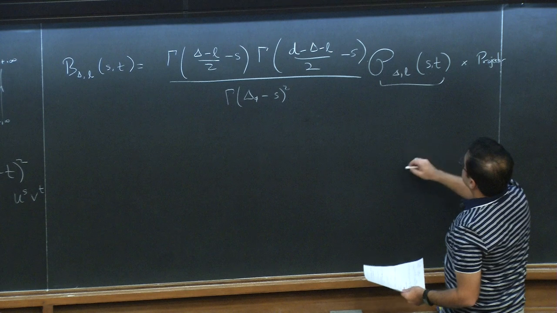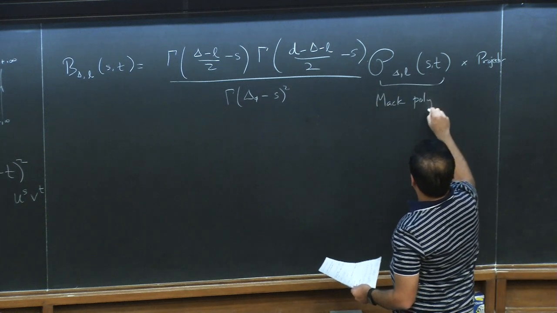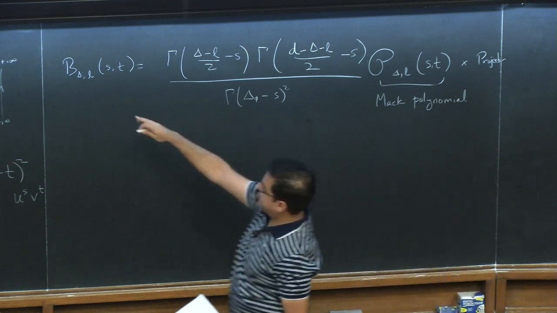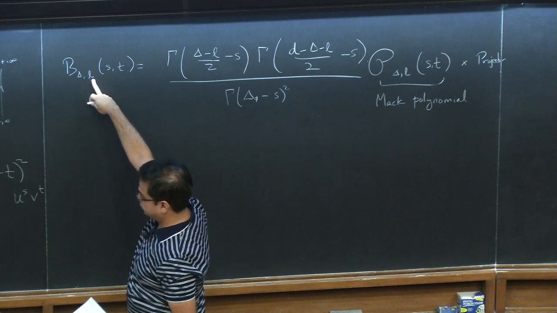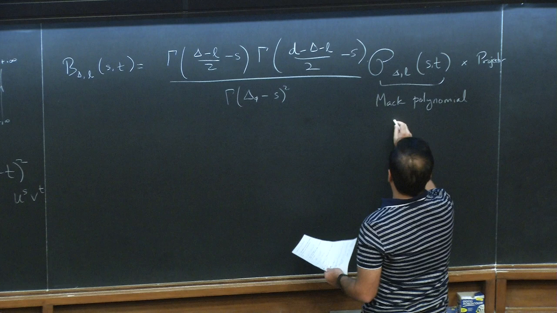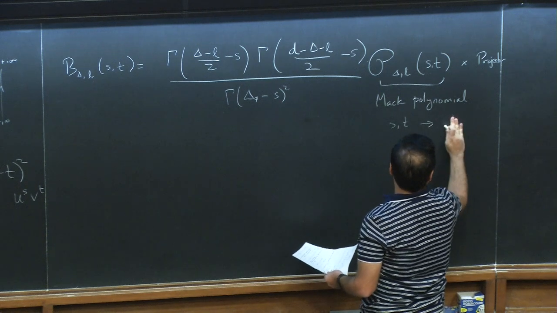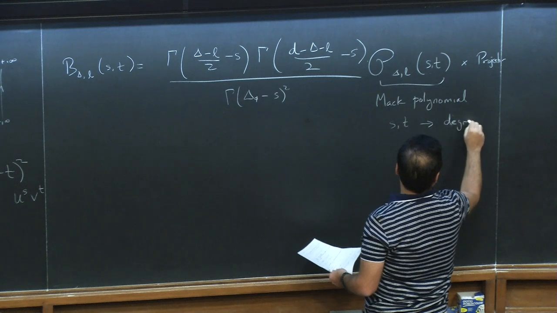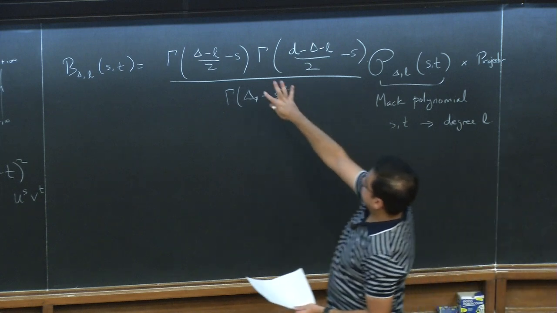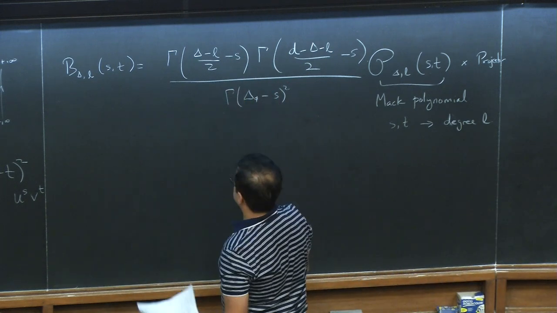This is a polynomial. This is what is called the Mack polynomial. And it's a polynomial of degree L. So if O is a spin L operator that you're getting exchanged, then this is a Mack polynomial. S and T both have a degree L. So there are 2 sets of poles here. So these are the usual physical pieces that you would pick out.